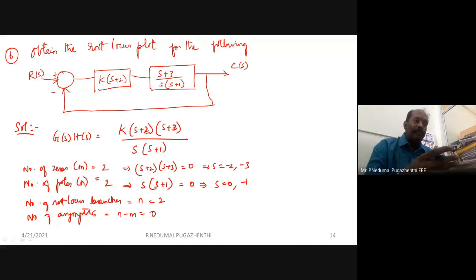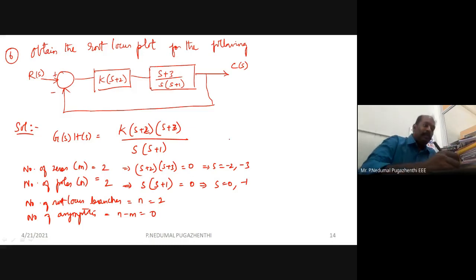So here we have 2 finite poles as well as 2 finite zeros. So every root locus branch will start from a finite pole and it will end at a finite zero. So there is no need for an asymptote. So there is no need for a centroid also. That is why you cannot calculate it, as n minus m is equal to 0. You will not be able to calculate your asymptotes or centroid there. So the number of asymptotes is 0 here. The number of root locus branches is going to be 2 based on the number of poles.